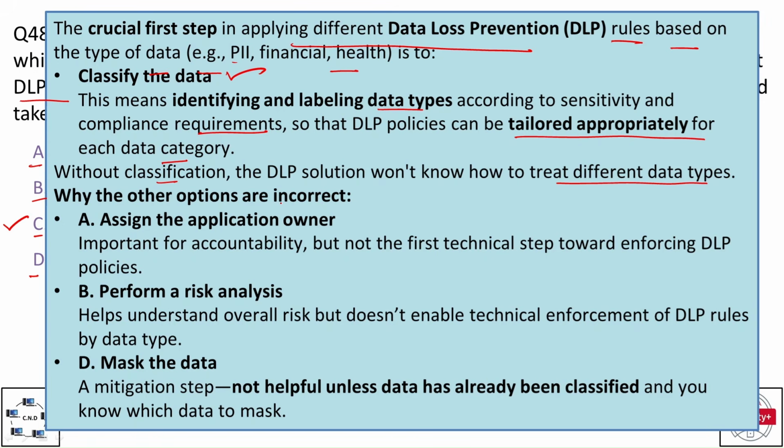Why the other options are incorrect? Option A, assign the application owner. Important for accountability, but not the first technical step towards enforcing DLP policies. Option B, perform a risk analysis. It helps understand overall risk but does not enable technical enforcement of DLP rules by data type. And option D, mask the data. It is a mitigation step, not helpful unless data has already been classified and you know which data to mask.